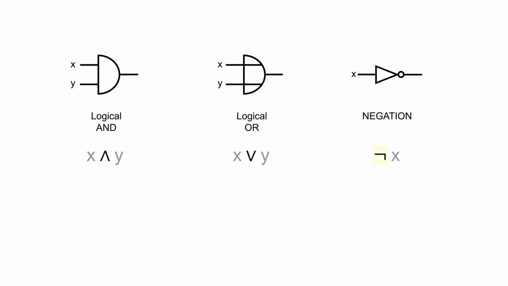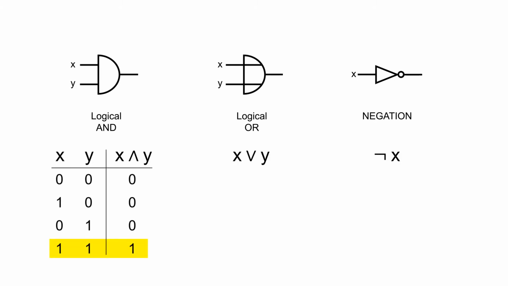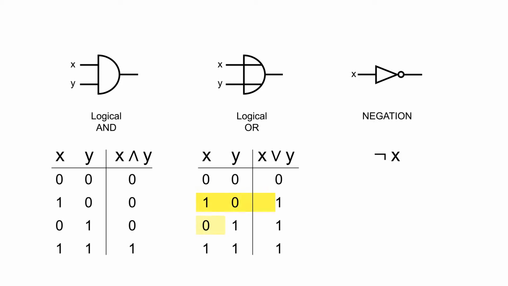The logical AND is only true when both inputs are true. This can be checked in the so-called truth table. On the other hand, the logical OR is true if at least one of the inputs is true. The truth table of the logical negation has only one input column. The result is true if the input is false, and vice versa.